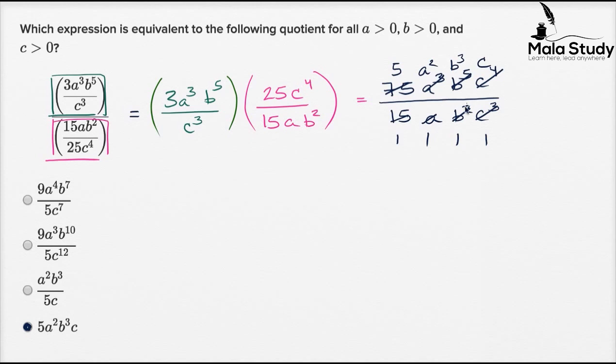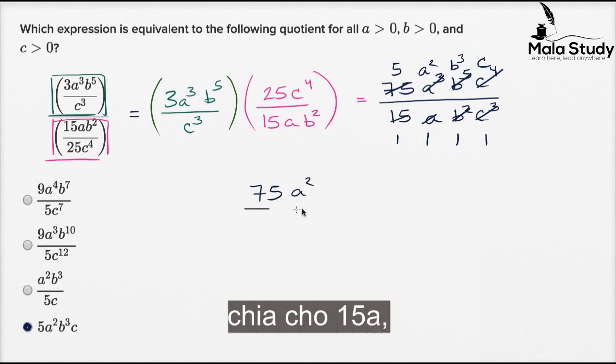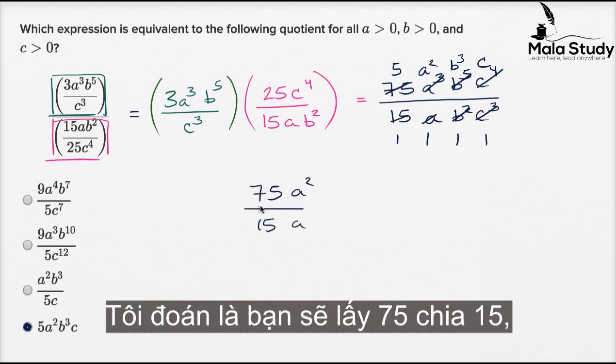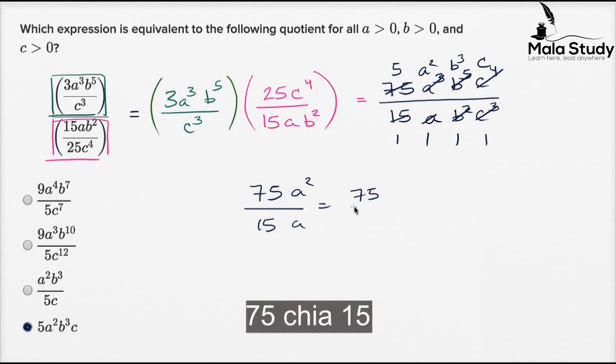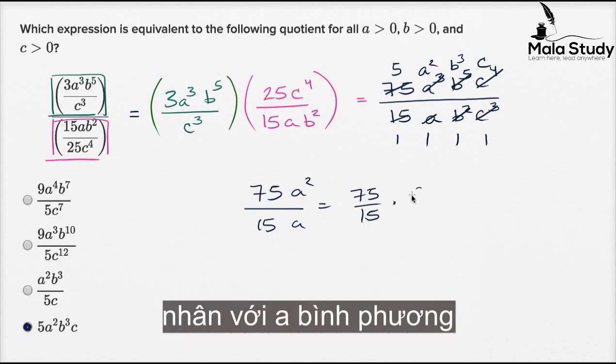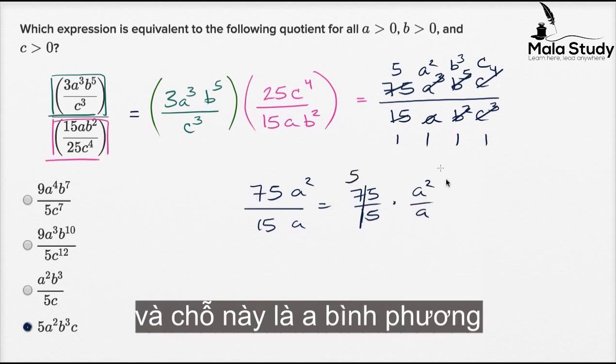If what I did right at the end here looks a little bit unfamiliar, I think this should help out. I'll do a little primer here, a simplified version. If I had 75a squared over 15a, you get the 75 over 15 part, which is equal to 5. So I could rewrite this as 75 over 15 times a squared over a. This is 5. And one way to view this is a squared over a to the first.